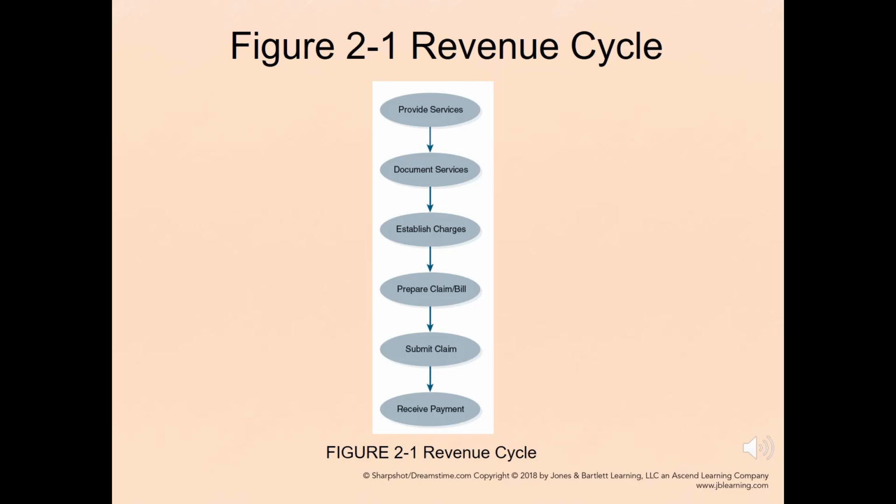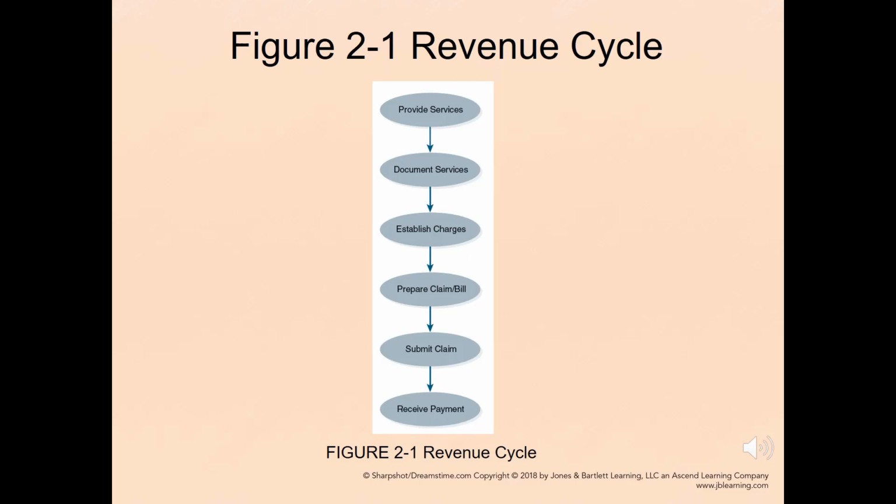There are 6 stages to the revenue cycle in healthcare, which are as follows: provide services, document services, establish charges, prepare the claim, submit the claim to the payer, and receive payment. The key to accurate and timely payment is documentation.